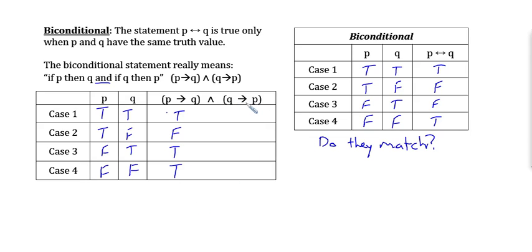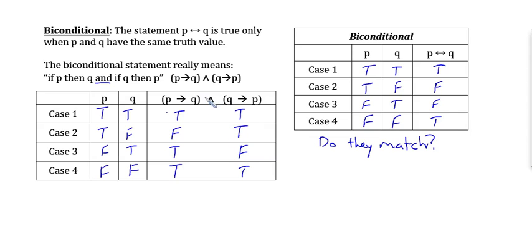Now we'll do this one. Switch it around. If Q, then P. So now we're starting with Q. So it's if true, then true. That's fine. If false, then true. That one's okay. If true, then false. That's the only one that's false. And then here, if false, then false. That's got to be true.